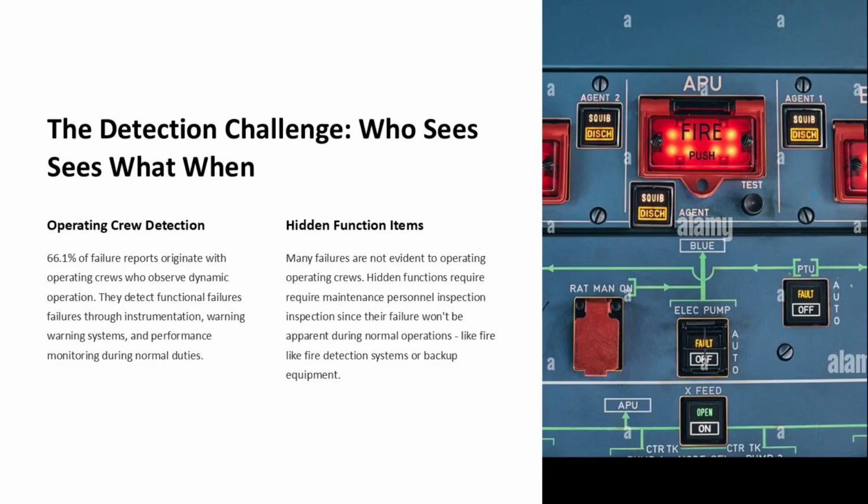Detecting failures is a challenge, especially when they aren't evident during normal operations. Operating crews often miss hidden function failures that require special inspection. This highlights the importance of proactive monitoring and maintenance to catch failures before they escalate.